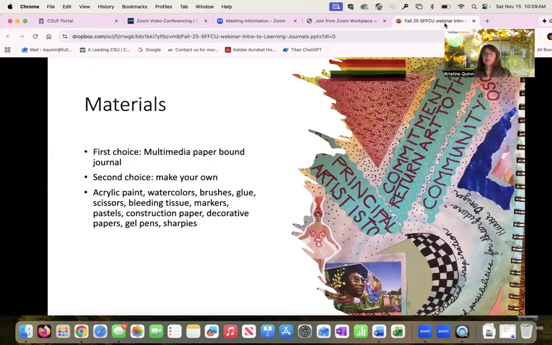You can make decorative papers with construction paper and have your students paint them themselves. And then if you are lucky to have some funds, you might want some Sharpies and you might even want some gel pens. So the very basics, you want some sort of paint, some sort of markers, some sort of paper, some sort of glue.